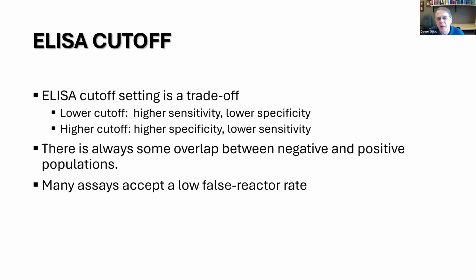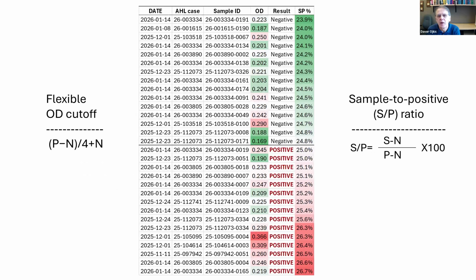And I understand why they do it. Depending on how you set your cutoff, you're going to change the test performance. Specificity or sensitivity will be impacted one way or the other, and there's always some overlap. Depending on what the assay's purpose is, the people who develop them accept that there's going to be some low false reactor rate, be it false positives or false negatives. But when I look at the numbers, and this is just the crossing line at positive and negative samples, I actually have a couple thousand samples that I ran through this calculation.